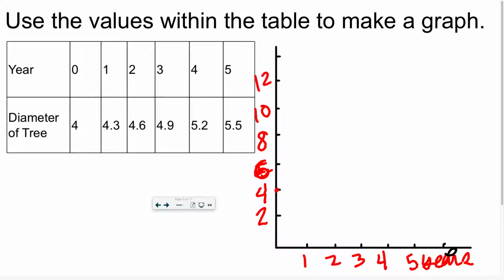4.3. Where's my x value at a y of 4.3? When x is 1, y is 4.3. What's another value? When x is 2, y is 4.6. Can I keep going or should I just draw my line here? Could I do that? Yeah. How many points do I need to draw a line? I really only need 2.